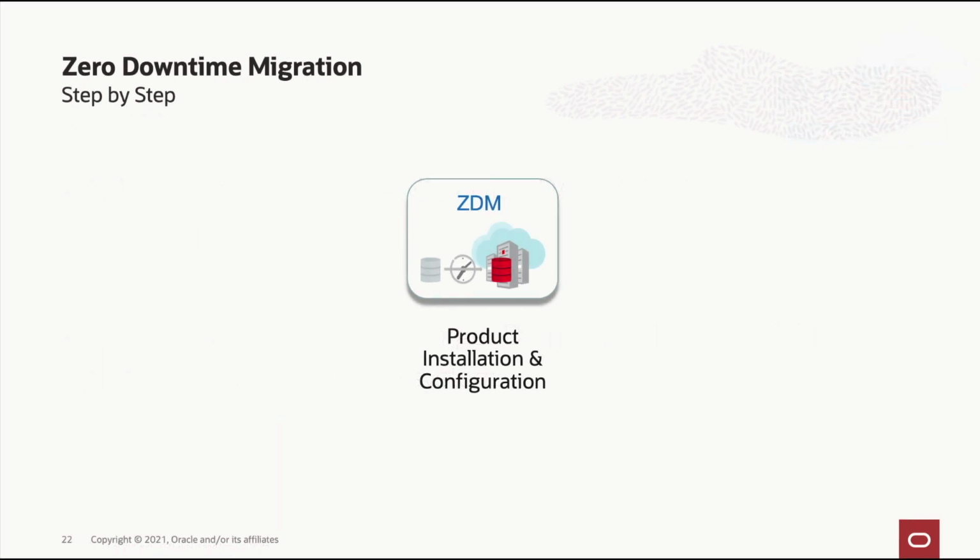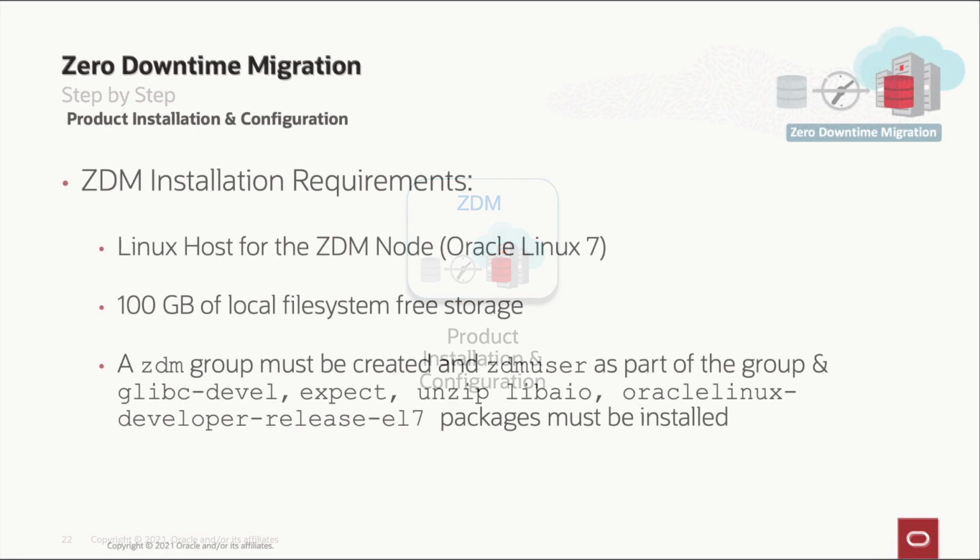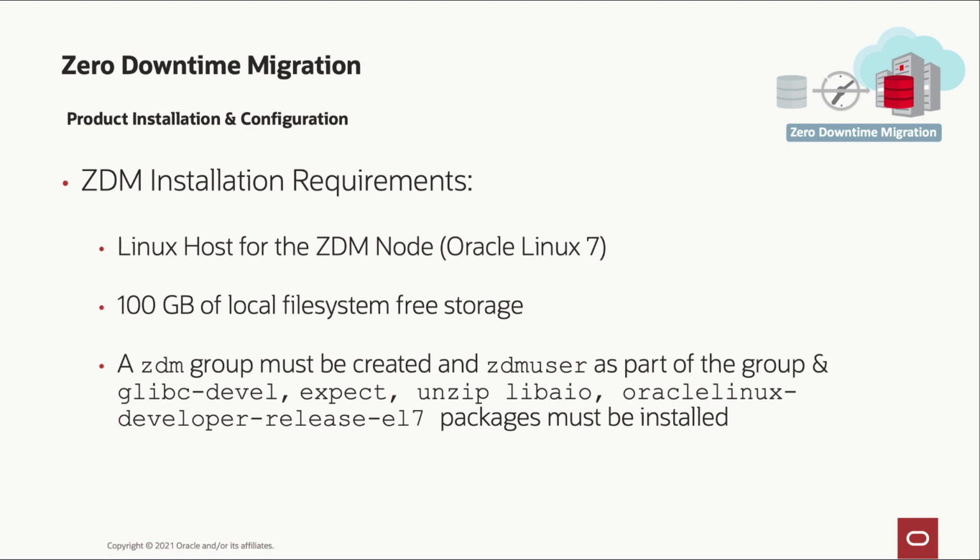Now let's talk about the product installation and configuration that is required to run ZDM, Zero Downtime Migration. Okay, here are the installation requirements for ZDM. First of all, ZDM should be running on a Linux host, and this host must be Oracle Linux 7. You cannot use any other distribution. We're really clear in our documentation.